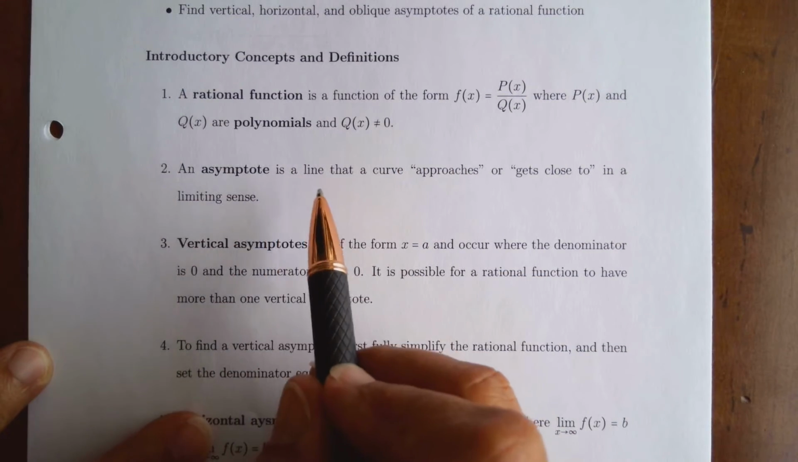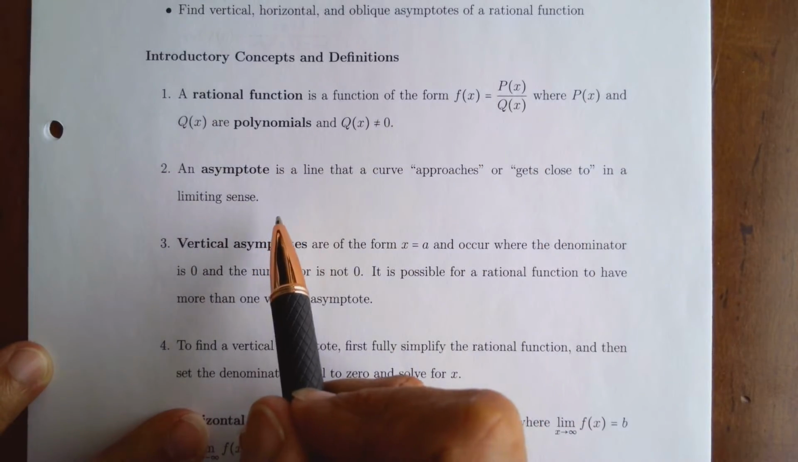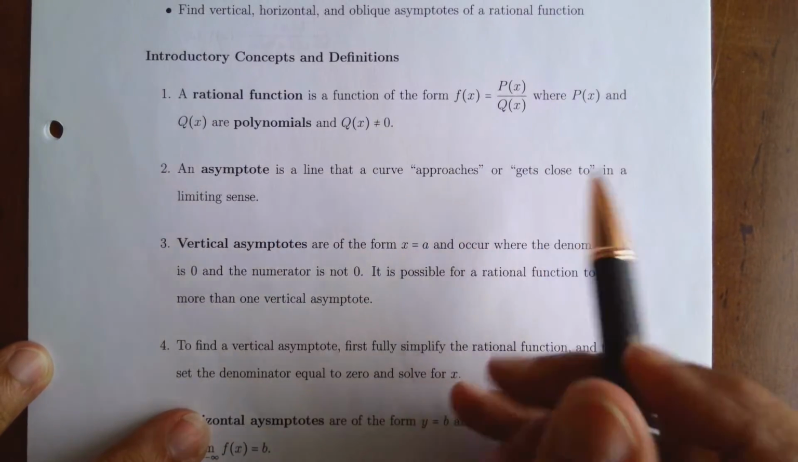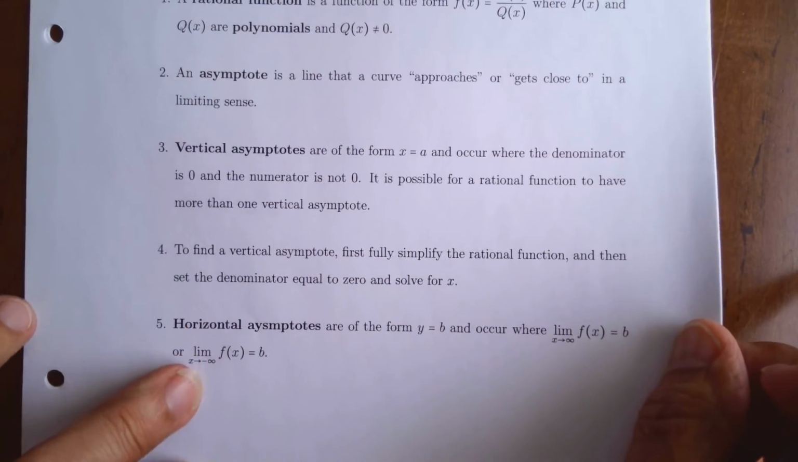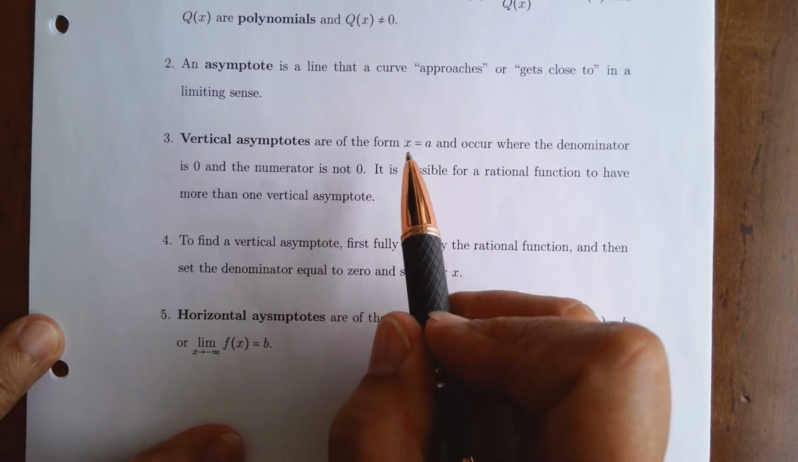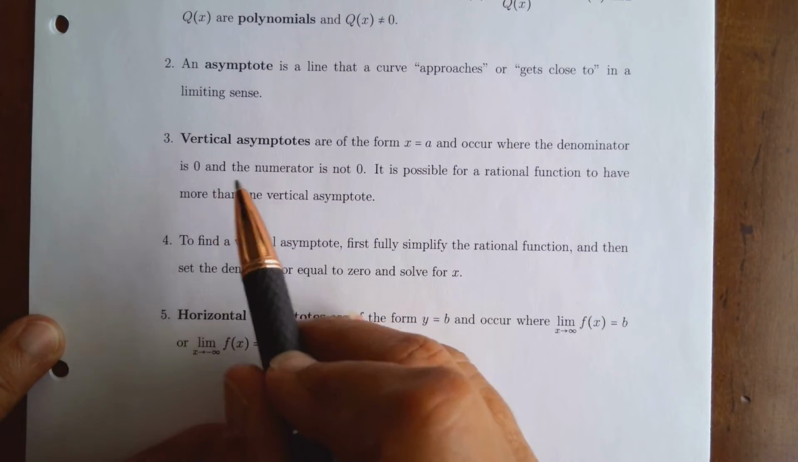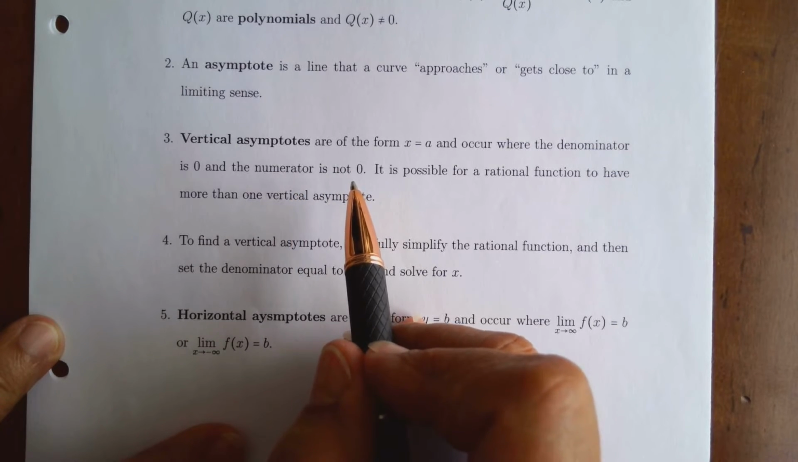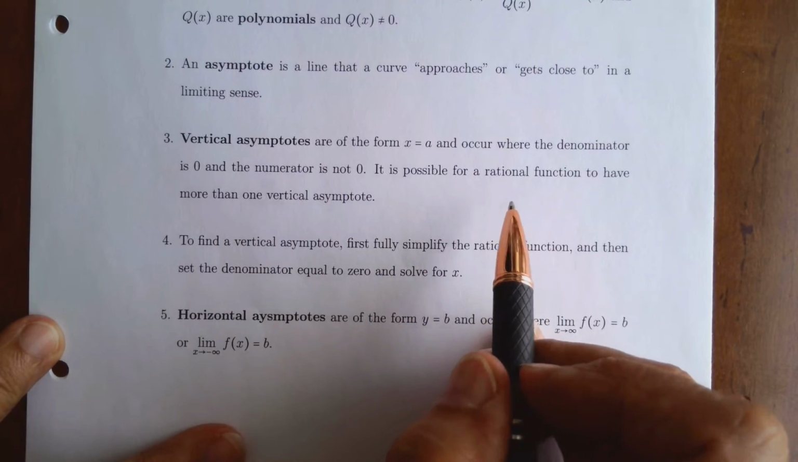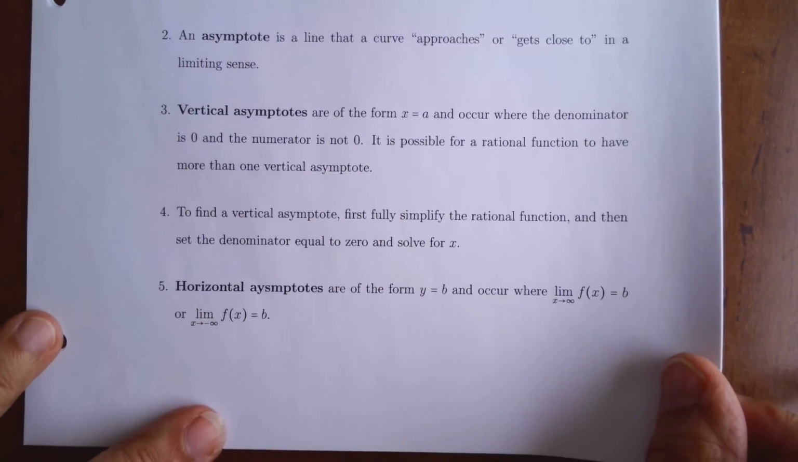An asymptote is a line that a curve approaches or gets close to, okay? That has to deal with limits, so we'll talk about that as well. Now vertical asymptotes are always of the form x equals a, and they occur where the denominator equals 0, but not the numerator. It is possible for rational functions to have more than one vertical asymptote. Doesn't always, but sometimes it might.